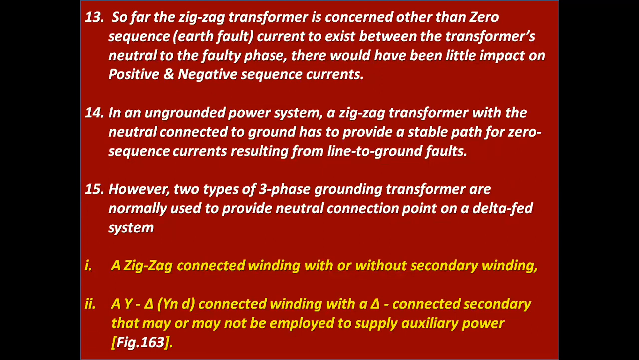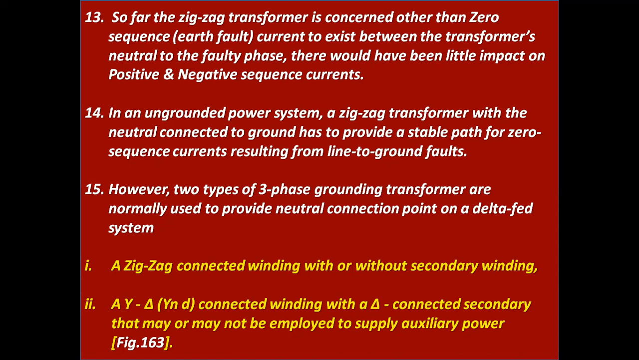So far as the zigzag transformer is concerned, other than the zero sequence, that is earth fault current, existing between the transformer's neutral and the faulty phase, there would be little impact on positive and negative sequence currents. In an ungrounded power system, a zigzag transformer with the neutral connected to ground provides a stable path for zero sequence currents resulting from line to ground faults.